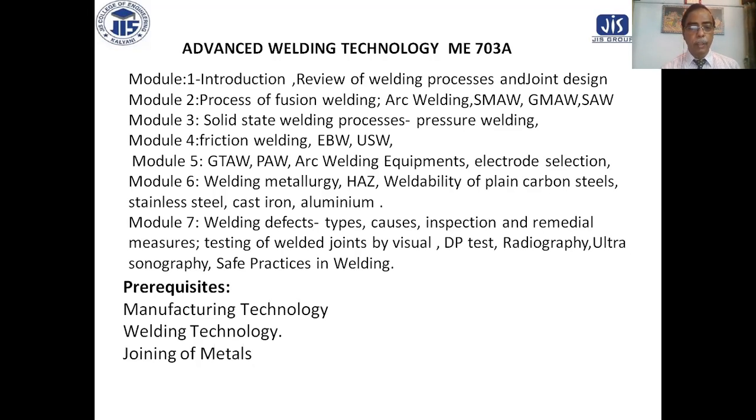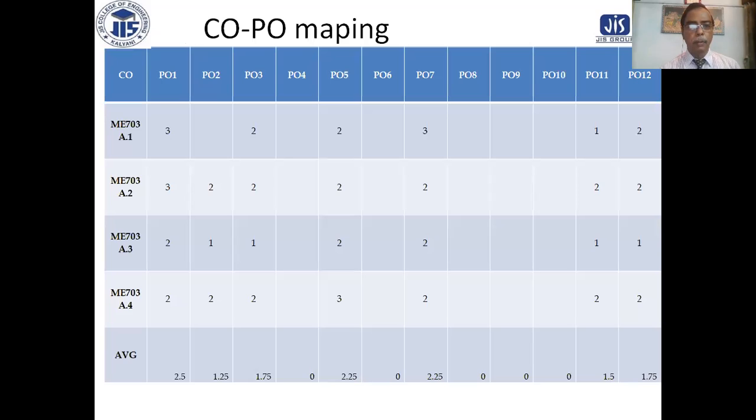Prerequisites: manufacturing technology, welding technology, joining of metals. This is the CO-PO mapping, 4 COs against 12 POs. 3 is the maximum points, 1 is the minimum points. So this is the average figure, COs against these, POs against these COs.